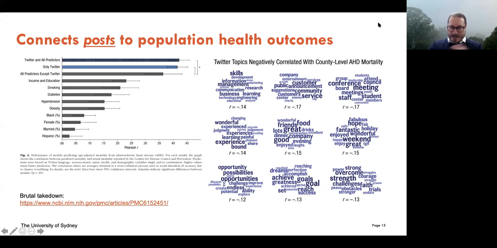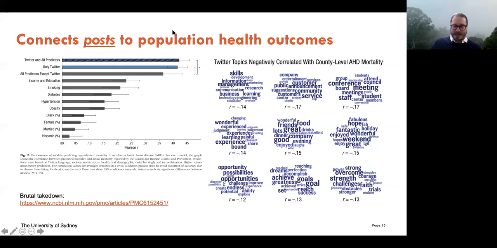So on the right-hand side of this slide, you can see topics. And remember, I said they use topic modeling. And so these are the words that are prominent in a range of different topics. And these happen to be the topics that they found were negatively correlated with county-level heart disease mortality. So that means that the more people tweeted in these topics or tweeted about things like these topics, the less mortality they had in those counties. So that's the negatively correlated.